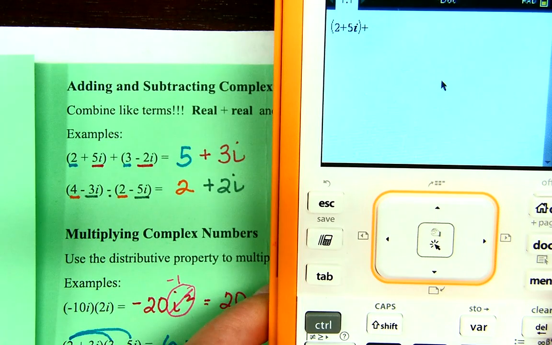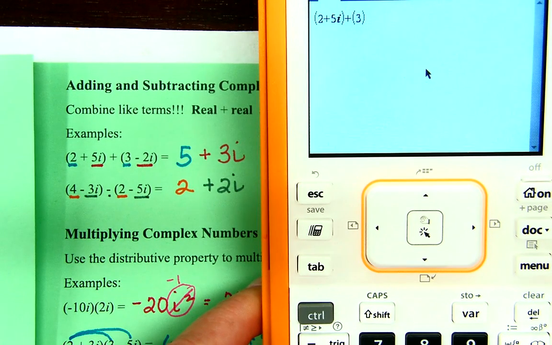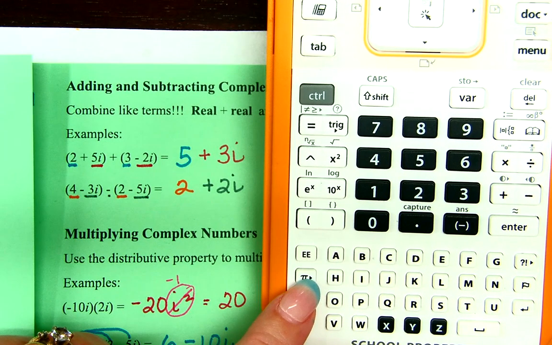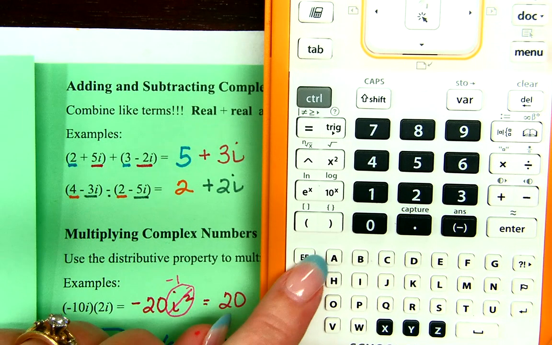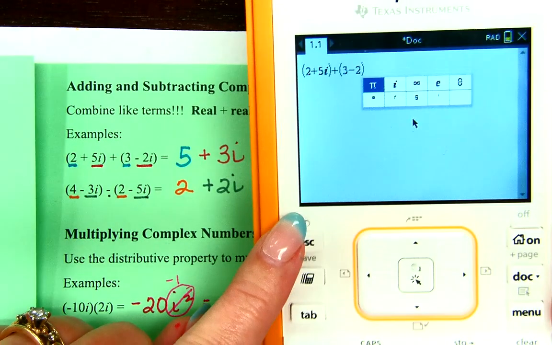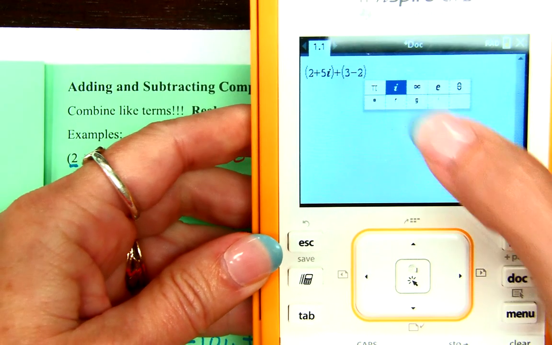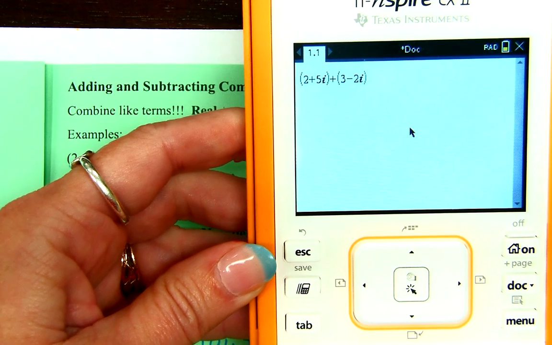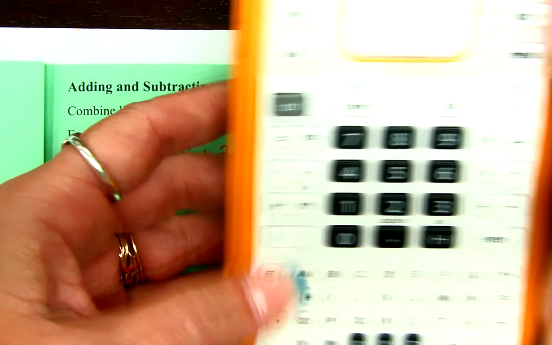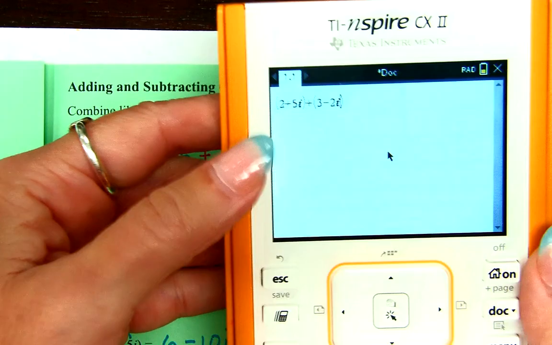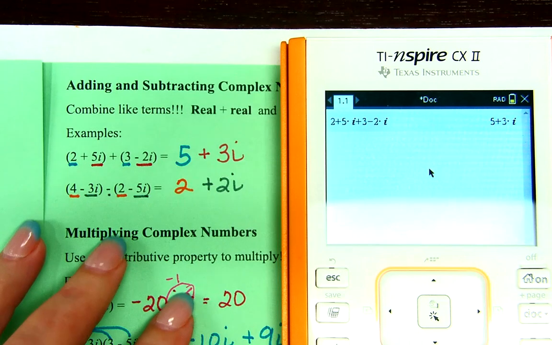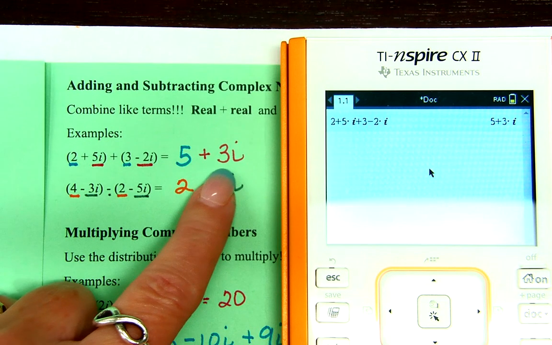Plus 3 minus 2. Look where I went. Right here. The pi button. When I press the pi button, this menu opens and I choose that i. That's the imaginary number. Not the variable. The imaginary number. 5 plus 3i. Oh, look what we got. 5 plus 3i.